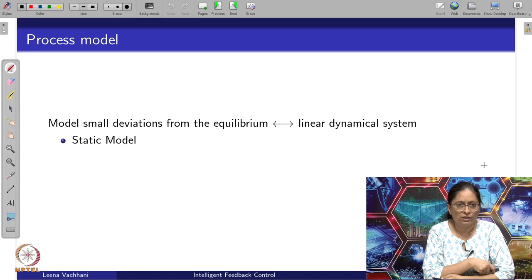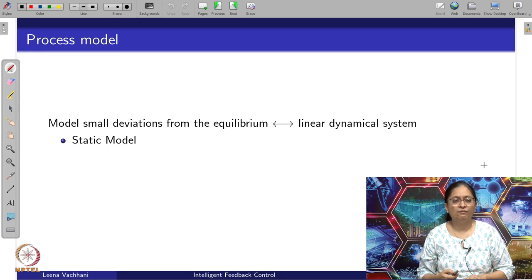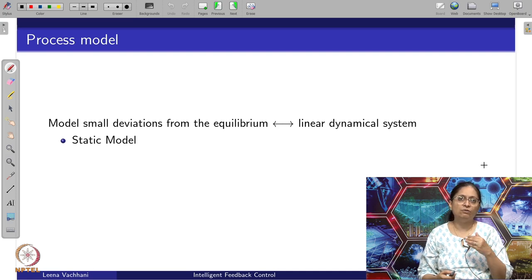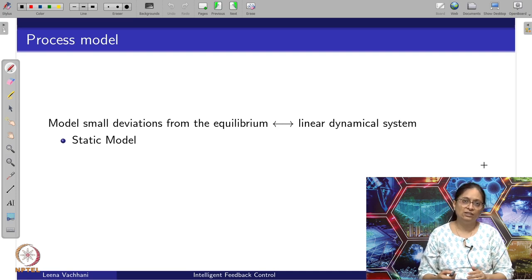So what is the process model that we are talking about? We are talking about linear dynamical systems. And these linear dynamical systems have small deviations from the equilibrium. So we are looking into modeling these deviations so that we can model this appropriately.